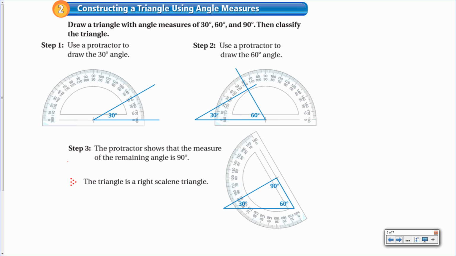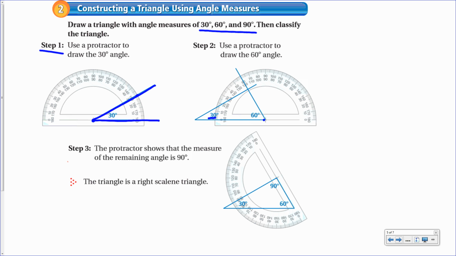So that's classifying triangles. The other thing we need to know how to do in this section is how to draw triangles. This one asks for us to draw a triangle that measures 30, 60, and 90, and then classify it. So when you start drawing a triangle, step 1 would be to draw a 30-degree angle. So we drew a line, and then we made sure we were on the point in the middle, and we went up to 30 and drew our 30-degree angle.